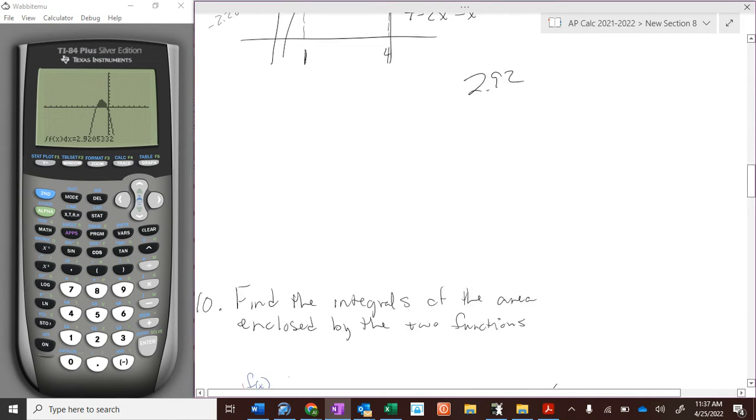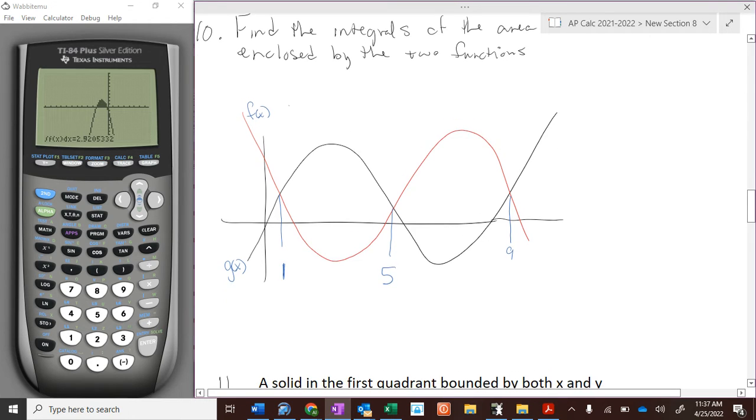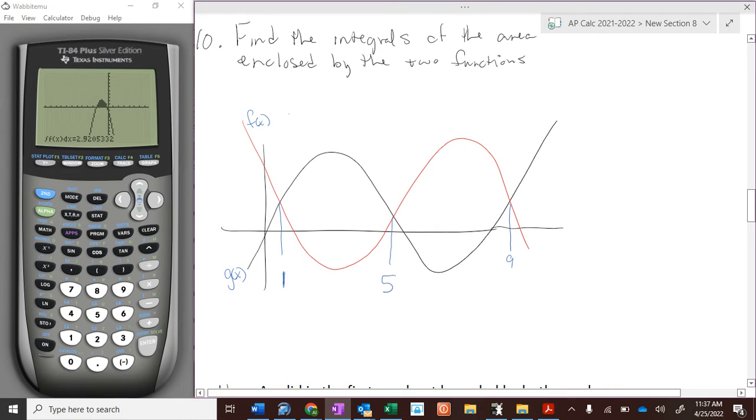So you'll have a bunch of areas under the curve problems, in between the two curves problems. Okay? A bunch of those. How many questions is it? Like 16. Find the integrals of the areas enclosed by the two functions. So, how do we find this area and how do we find this area? Using integrals.